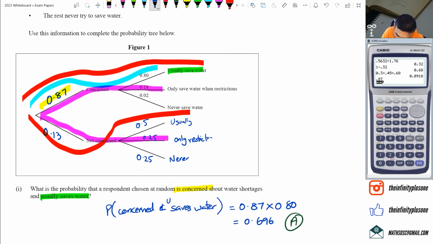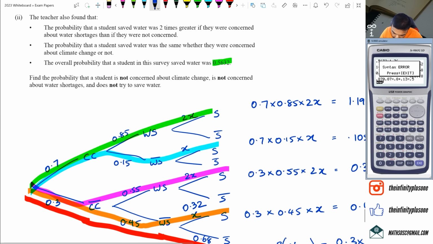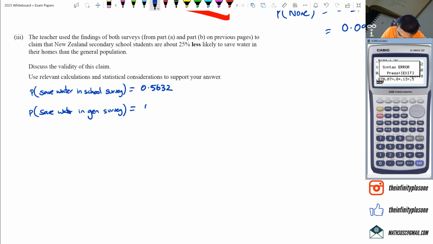So I'm looking at those two red lines, which is 0.87 times 0.80 plus 0.13 times 0.5. So when I work this probability out, I've got 0.87 times 0.8 plus 0.13 times 0.5. This is going to give me probability of 0.761. So I'm going to use that probability right at the end there, 0.761. Now, that working that I did on the top, I'll probably put the working down here. So I've got these two probabilities here.